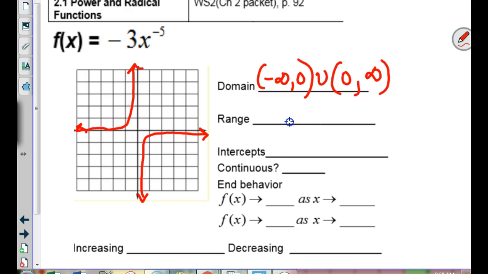Okay, range is bottom to top. There is also a gap in that, right? Everybody okay? The intercepts, does it actually touch the x or y axis? My sketch isn't very good, but it has none. Is it continuous? Can I draw the whole thing without picking my pencil up?